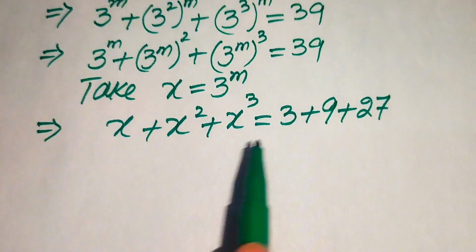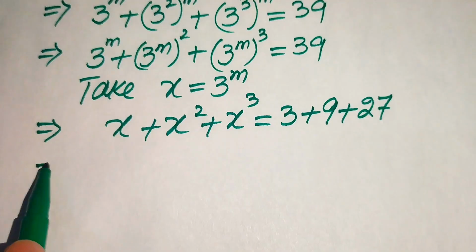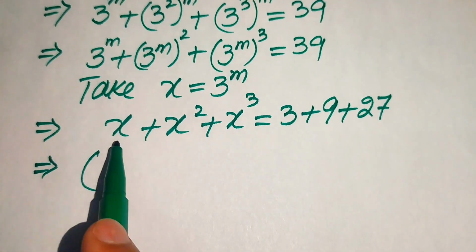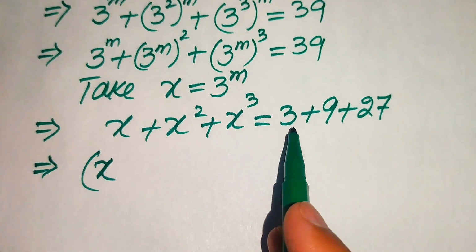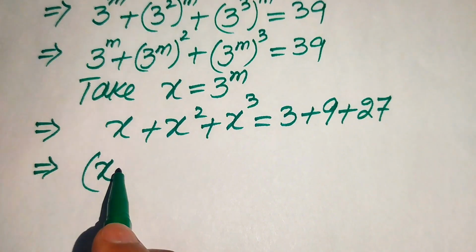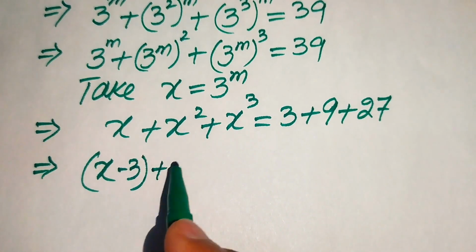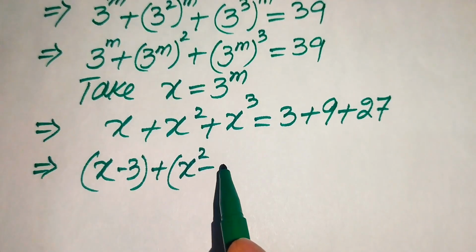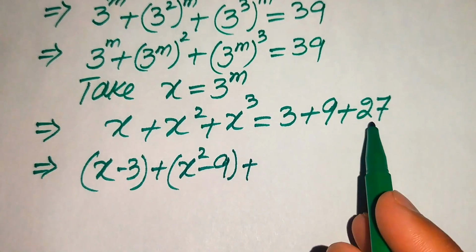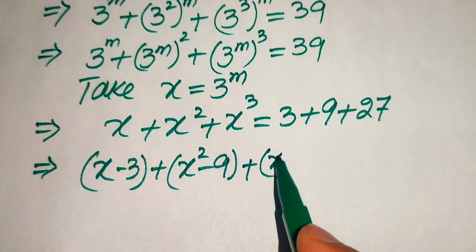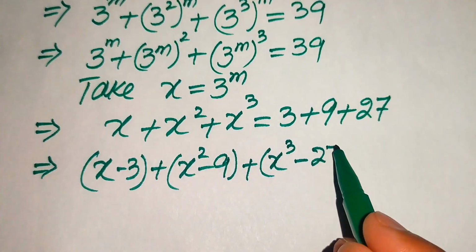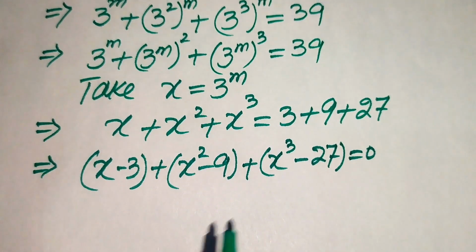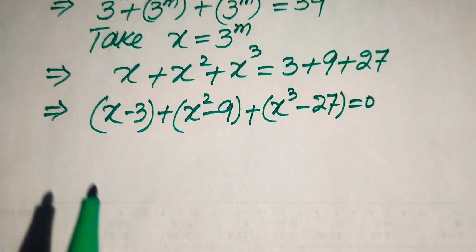In the next step we need to move all of these three terms to the left hand side, and we make the pair of x with this 3. When we move 3 to the left hand side it becomes minus 3, and we make the pair of 9 with x squared, written as x squared minus 9, and we make the pair of 27 with x cubed, written as x cubed minus 27, and this whole equation equals 0.